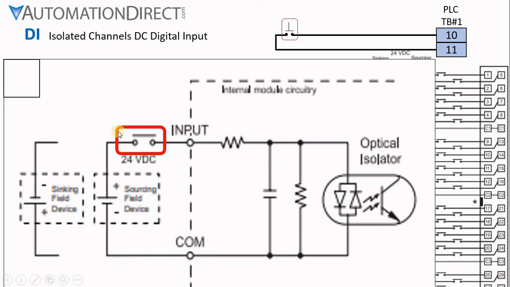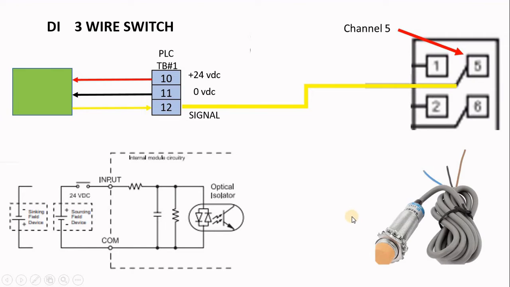Here you can see this is my field contact, and here is my power supply. I can have the plus go to my signal coming onto the input. In this case, we call it sourcing. This is a different type of digital input, called a three-wire switch, which is a proximity switch. Some control valves now, instead of having limit switches, use proximity switches. Digital outputs.